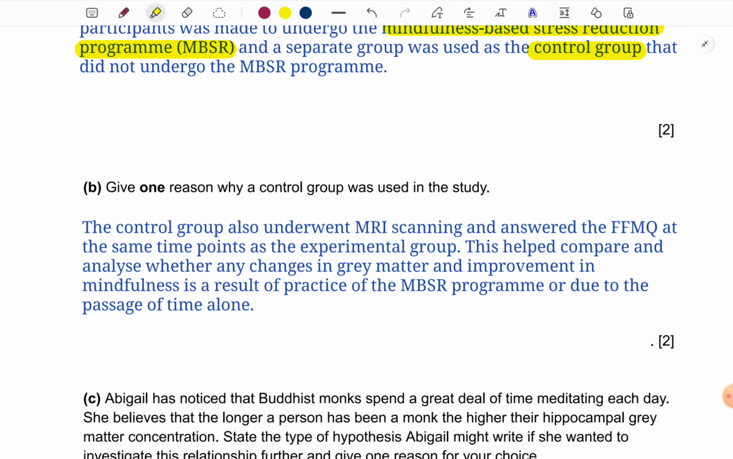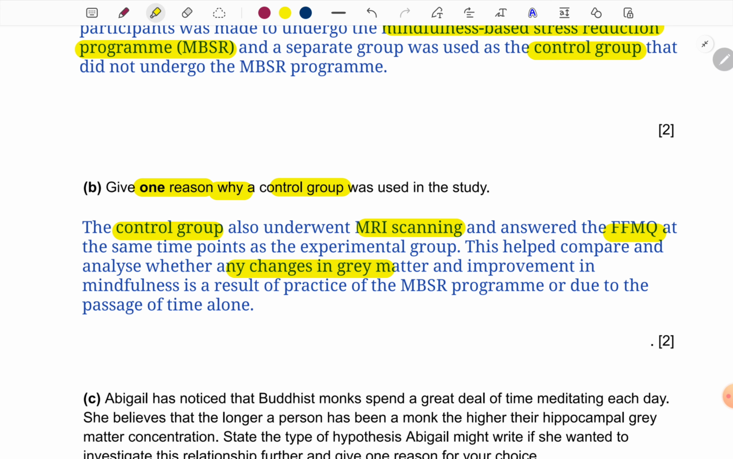Next is give one reason why a control group was used in this study. Same thing, you just have to justify. Why do we use control groups in general? To serve as a baseline for comparison. So just apply that to this study, and as always, don't give a generic answer. Make sure you're contextualizing it in the study. Control group was that group which underwent MRI scanning and FFMQ. Why am I writing these things? Because I'm going to point it out in the justification. So why they answered the FFMQ and why they underwent MRI scanning?